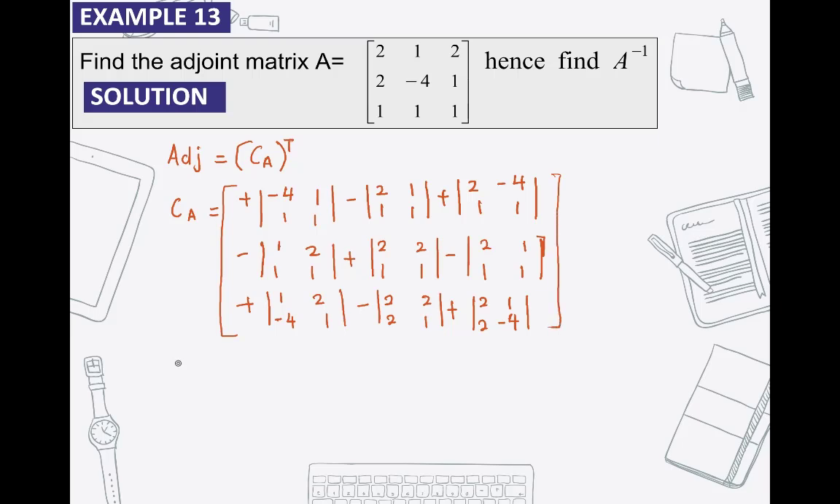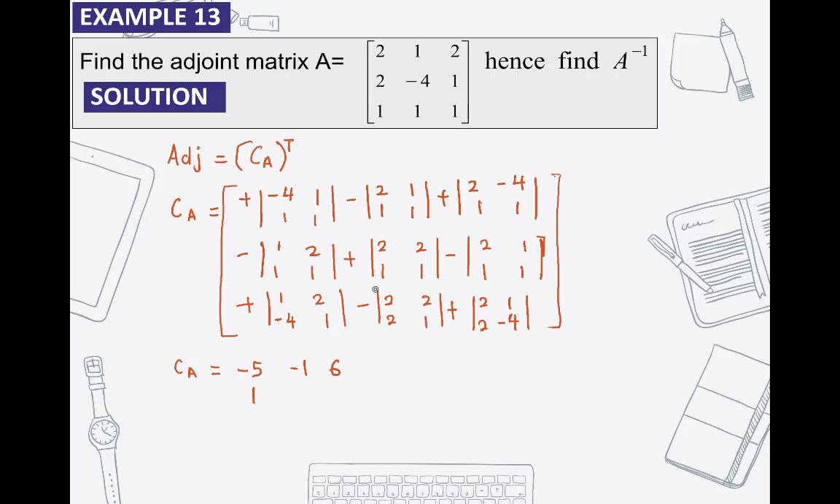Now we're going to simplify this. Negative 4 times 1 is negative 4, minus 1 is negative 5. So the first element here is negative 5. 2 minus 1 is 1. 1 times negative is negative 1. 2 minus negative 4, so that would be 2 plus 4, which will give us a value of 6. 1 minus 2 is negative 1. Negative, negative, we will be having positive 1.